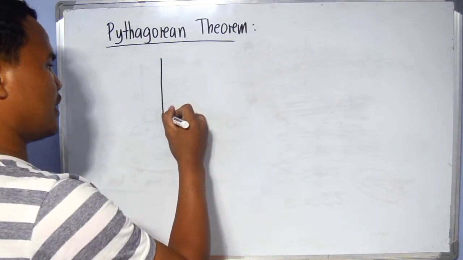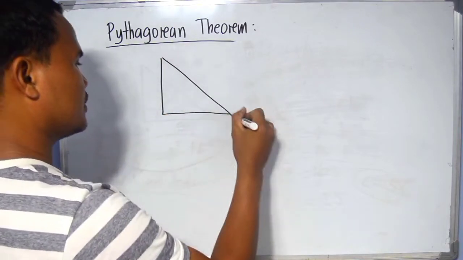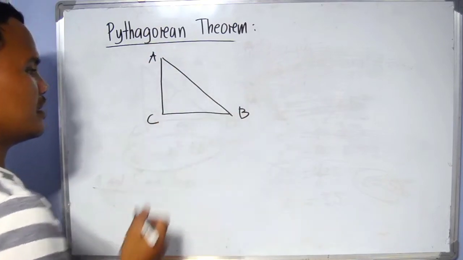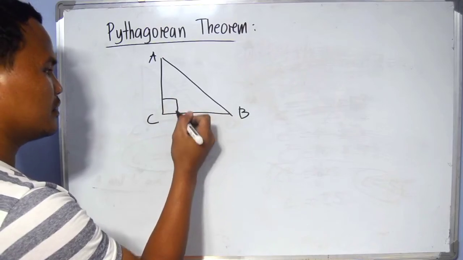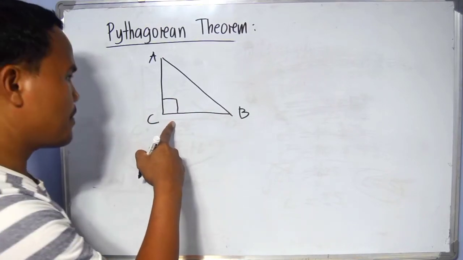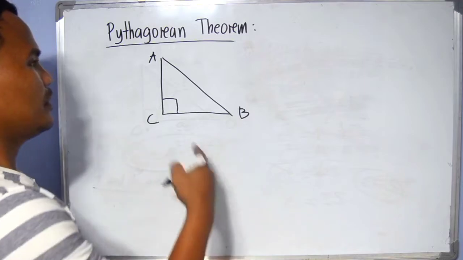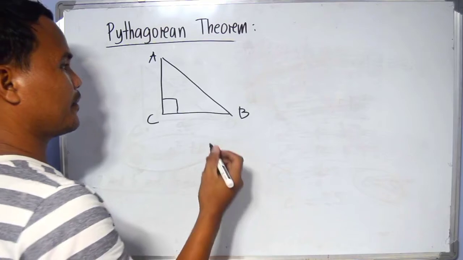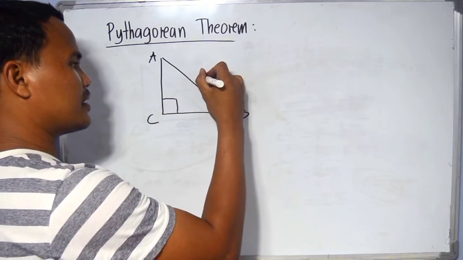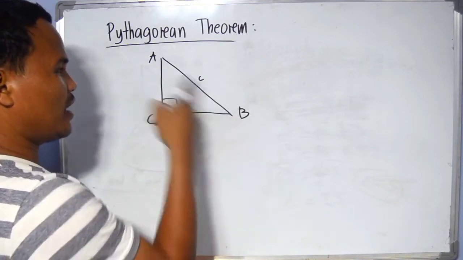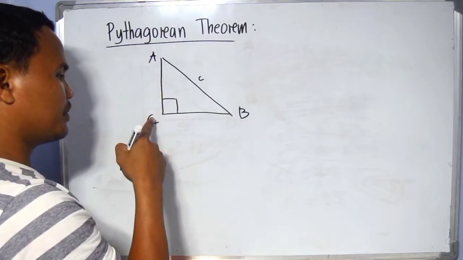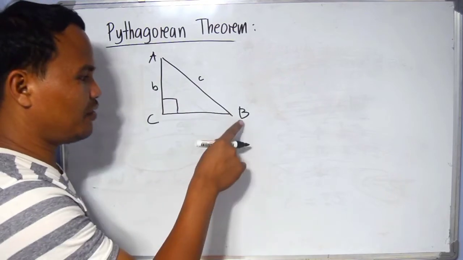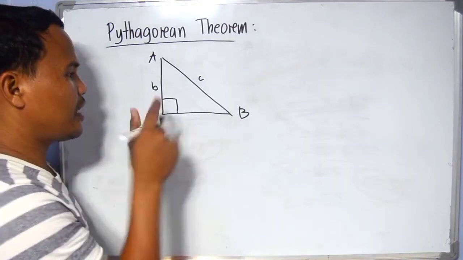Let us consider triangle ABC, a right triangle with right angle C. So we can have the Pythagorean theorem formula. Let's say the measure of AB is c, the measure of AC is b, and the measure of BC is a.